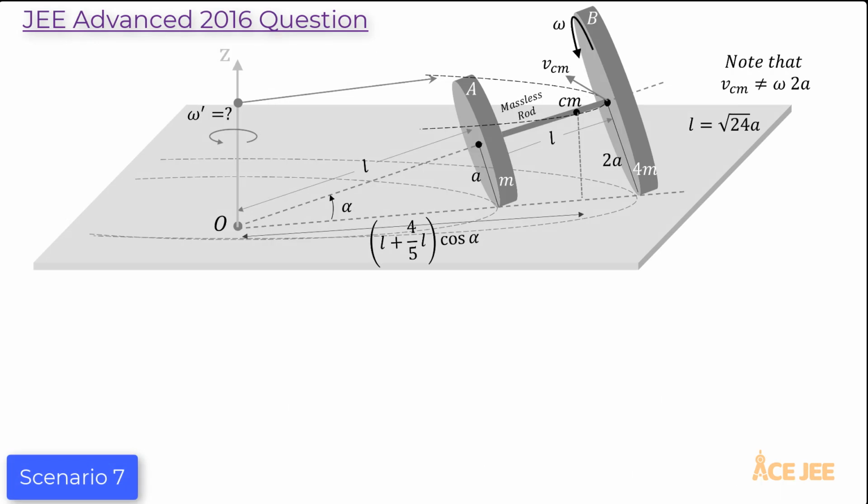With that, let's move on to the scenario which showed up in JEE Advanced 2016, wherein two disks A and B of mass m and 4m and radii a and 2a respectively are fixed to each other by a massless rod of length L equal to square root of 24 a. This assembly is laid on a firm and flat surface and set rolling without slipping on the surface, so that the angular speed about the axis of the rod is omega.